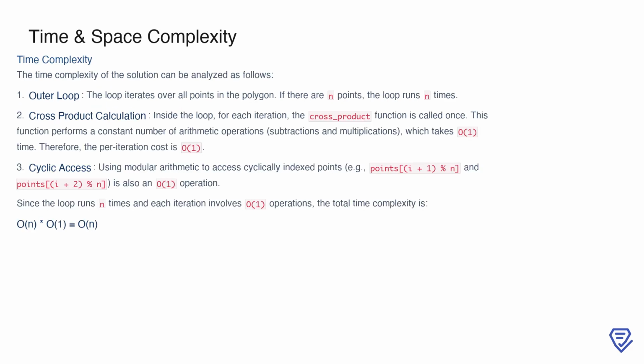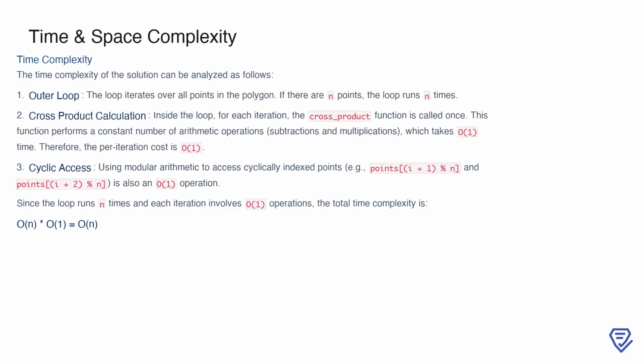The time complexity of our solution can be broken down step by step. First, we have an outer loop that iterates through all the points in the polygon. If there are n points, this loop will run exactly n times. Within this loop, we calculate the cross product by calling the cross_product function. This function involves a fixed number of arithmetic operations, such as subtractions and multiplications, all of which are constant time operations, or O(1). Additionally, we use modular arithmetic to access the points in a cyclic manner, ensuring that we can wrap around to the first point when needed.